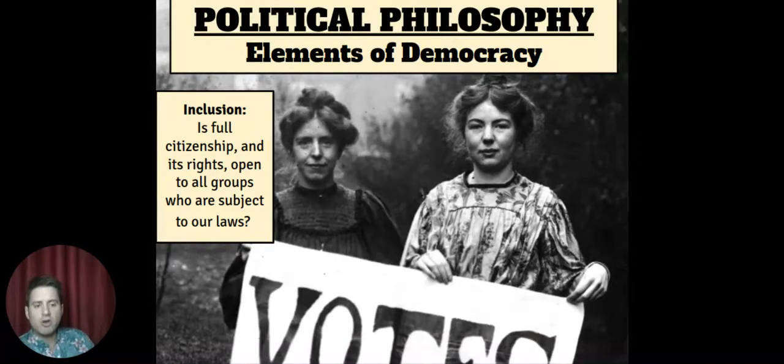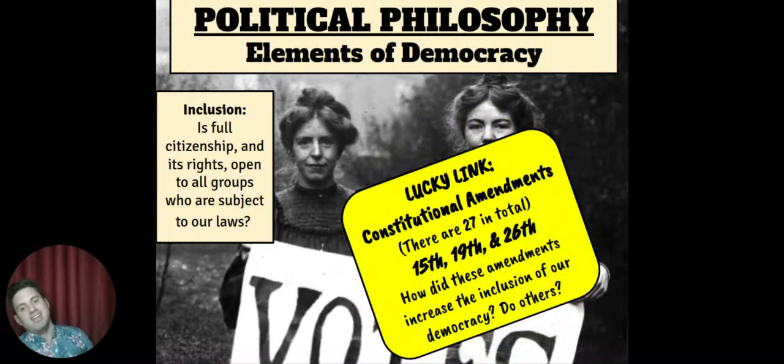Overall, our democracy's grown more inclusive. And here's a useful link, constitutional amendments. There are 27 in total, and a lot of them have been aimed at expanding the inclusiveness of our democracy. Not all of them have been promises we lived up to right away, but many of them have said we want to expand the right to vote. We talked about the 17th Amendment that says now U.S. citizens can vote for their senators rather than relying on the votes of their state legislators. Let's look at 3 others. The 15th, 19th, and 26th Amendments. Make sure you know how they increased the inclusion of our democracy.